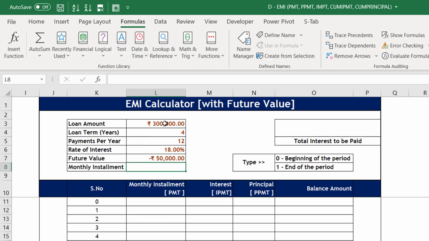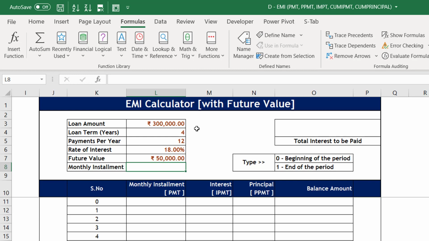If this is a negative 50, that means negative 50,000, something like this. That simply means I'm going to take 3 lakh from the bank. I'm going to pay that over 4 years and 12 installments per year. And when I'm done with these 48 installments, there will still be 50,000 against my name, which needs to be paid to the bank, because this is a negative amount and which I have to pay after the installment. Okay, so if you're having trouble understanding this, let's quickly delete this and see this in real time.